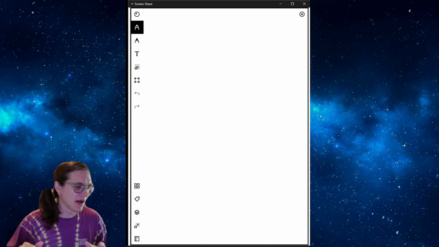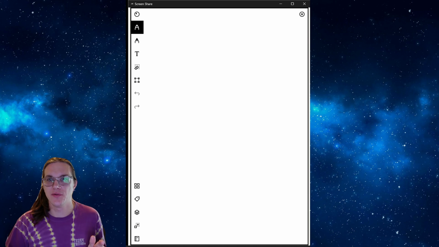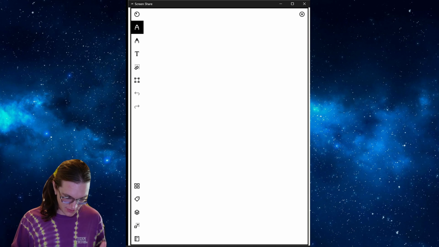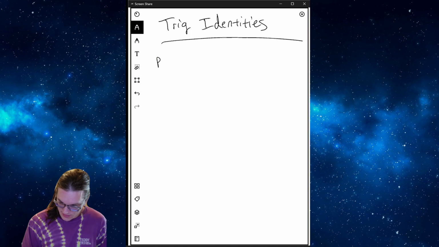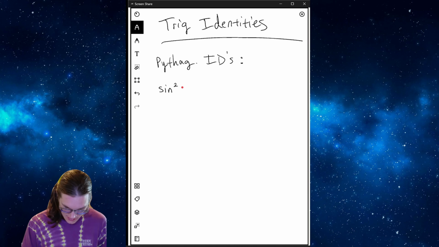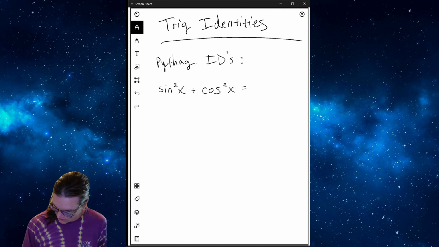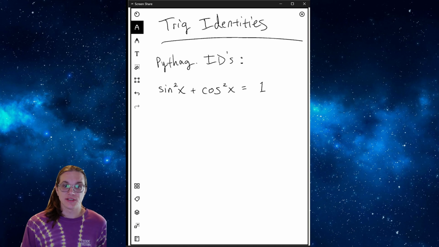Today we're talking about the dreaded, or perhaps beloved, depending on who you talk to, trig identities. We briefly spoke about this. It's called the Pythagorean Identities. The first one being that sin² of x plus cos² of x equals 1. Probably the most commonly used trig identity ever. Very useful in a lot of situations.